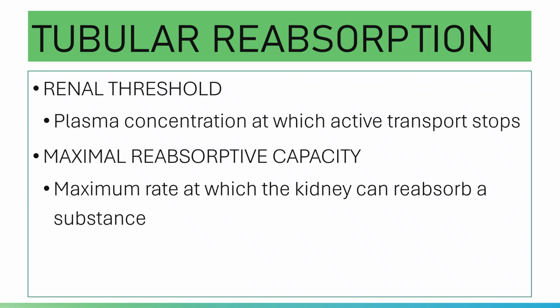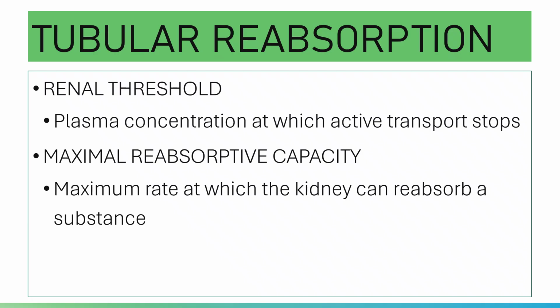Here are important concepts related to your tubular reabsorption. You have your renal threshold and your maximal reabsorptive capacity. Your renal threshold is accordingly the plasma concentration wherein active transport stops. Meaning, please note, a renal threshold deals with the concentration in the blood.